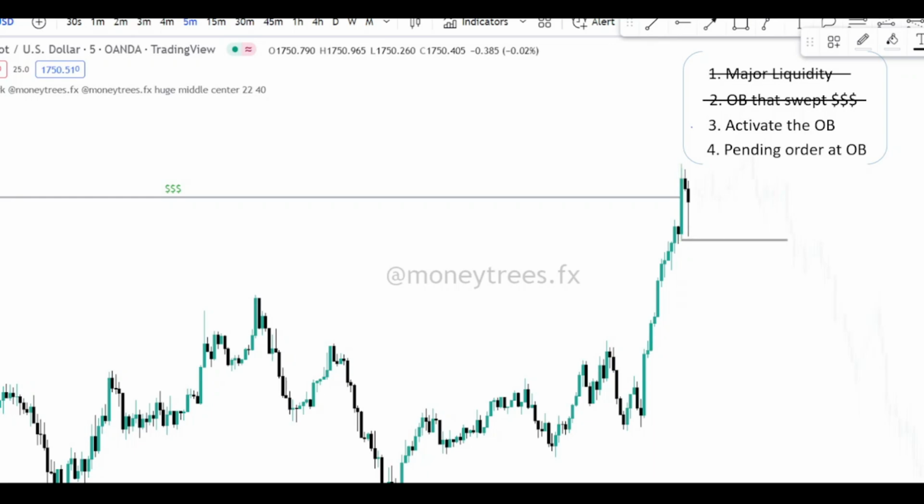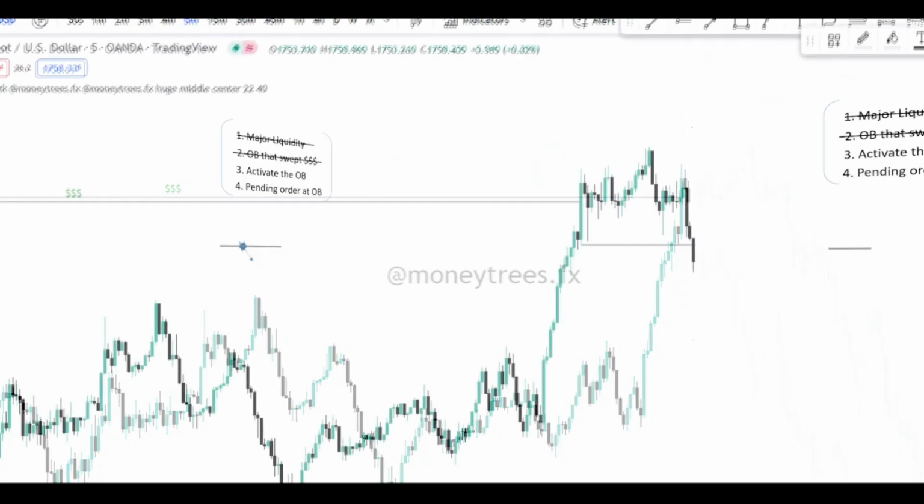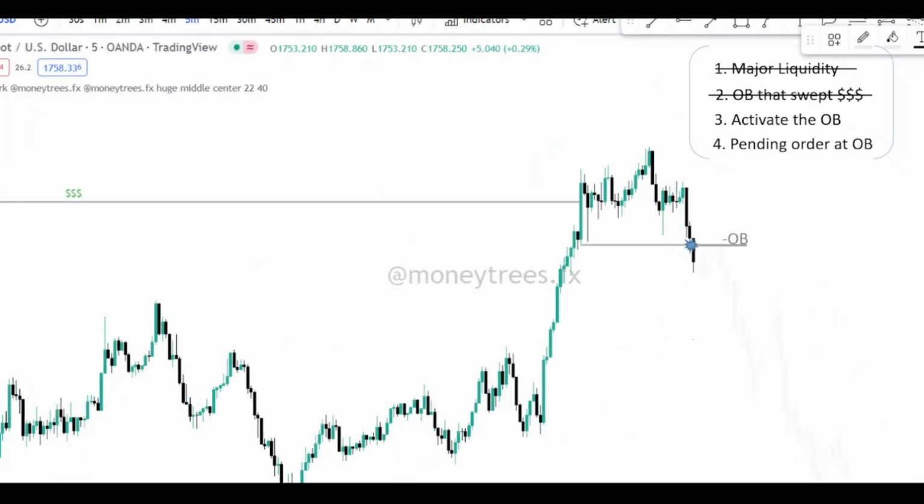So we need to wait for the order block to be activated by waiting for the price to trade or close below the order block. So we have price trading and closing below our bearish order block, which activates our bearish order block.